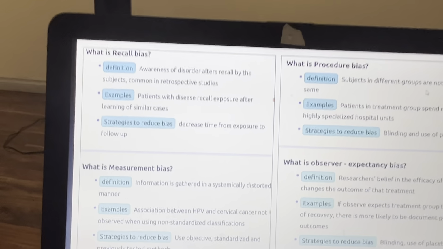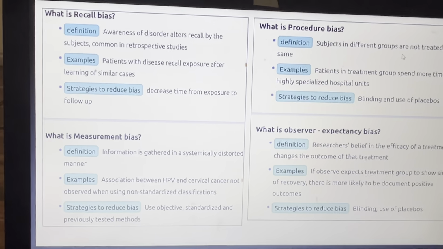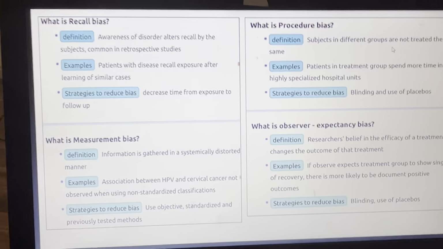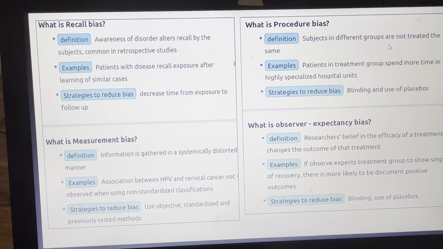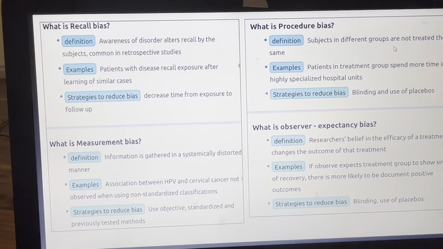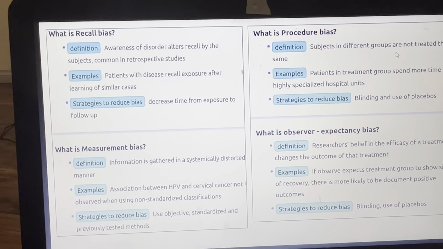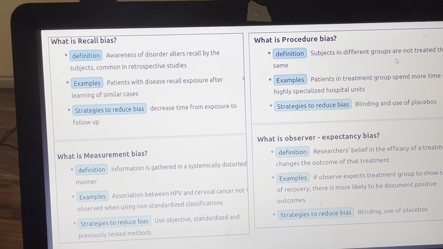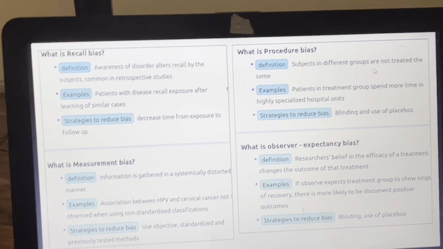Now we have the recall bias. So remember, in recall bias, awareness of the disorder alters recall by the subject, in a retrospective study, just in the case control. How can we reduce it? Decrease the time from exposure to follow up so they can remember.